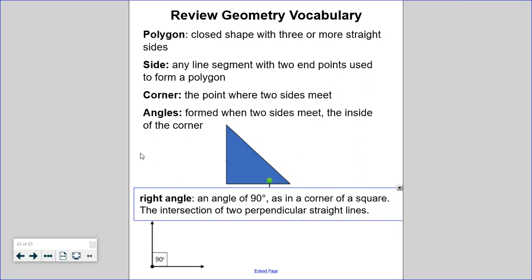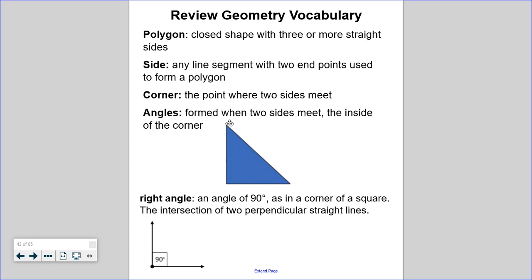First, let's review some of the vocabulary that you have learned so far. Let's start at the top. Polygon. A polygon is a closed shape with 3 or more straight sides. Now, what is a side? A side is any line segment with 2 endpoints used to form a polygon. So if you look at this triangle down here, these are the sides, kind of like the edges.